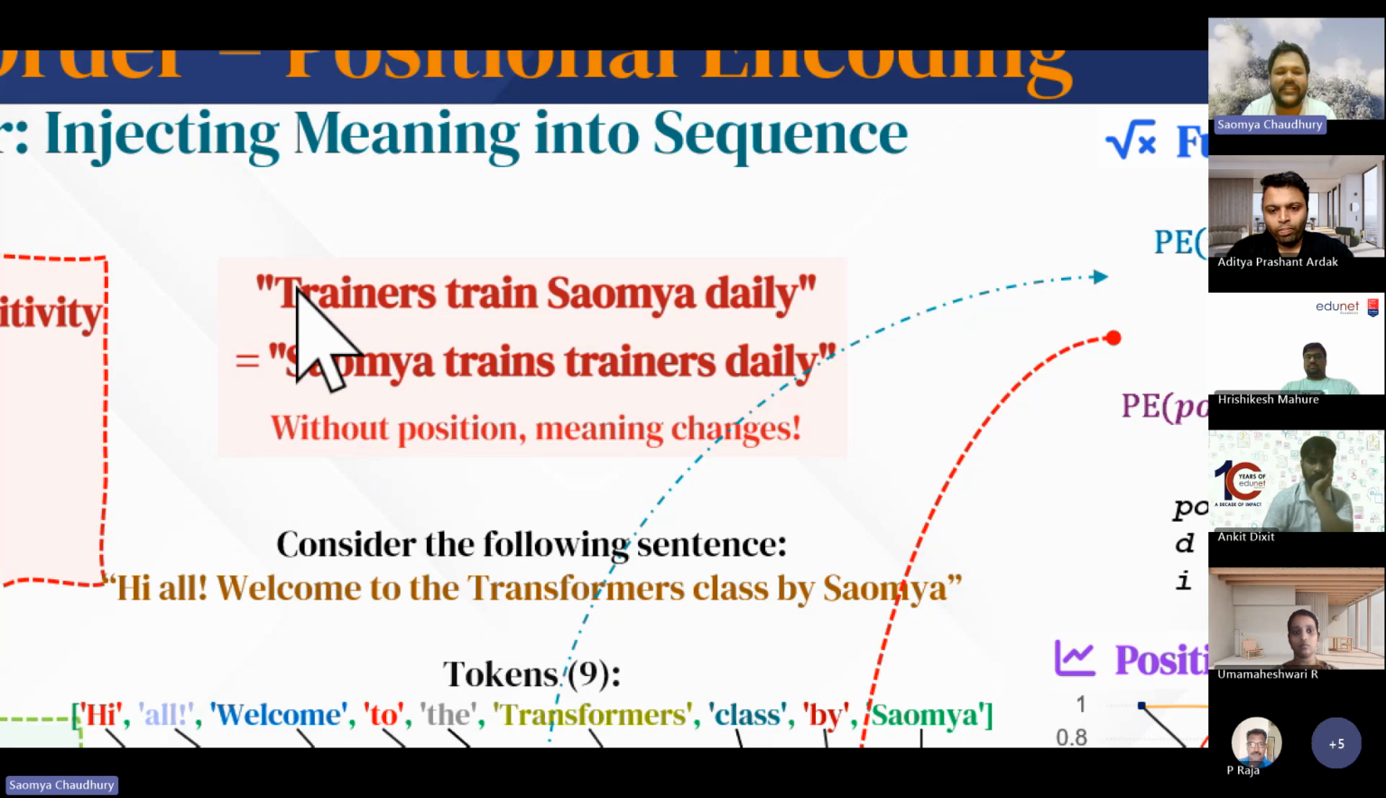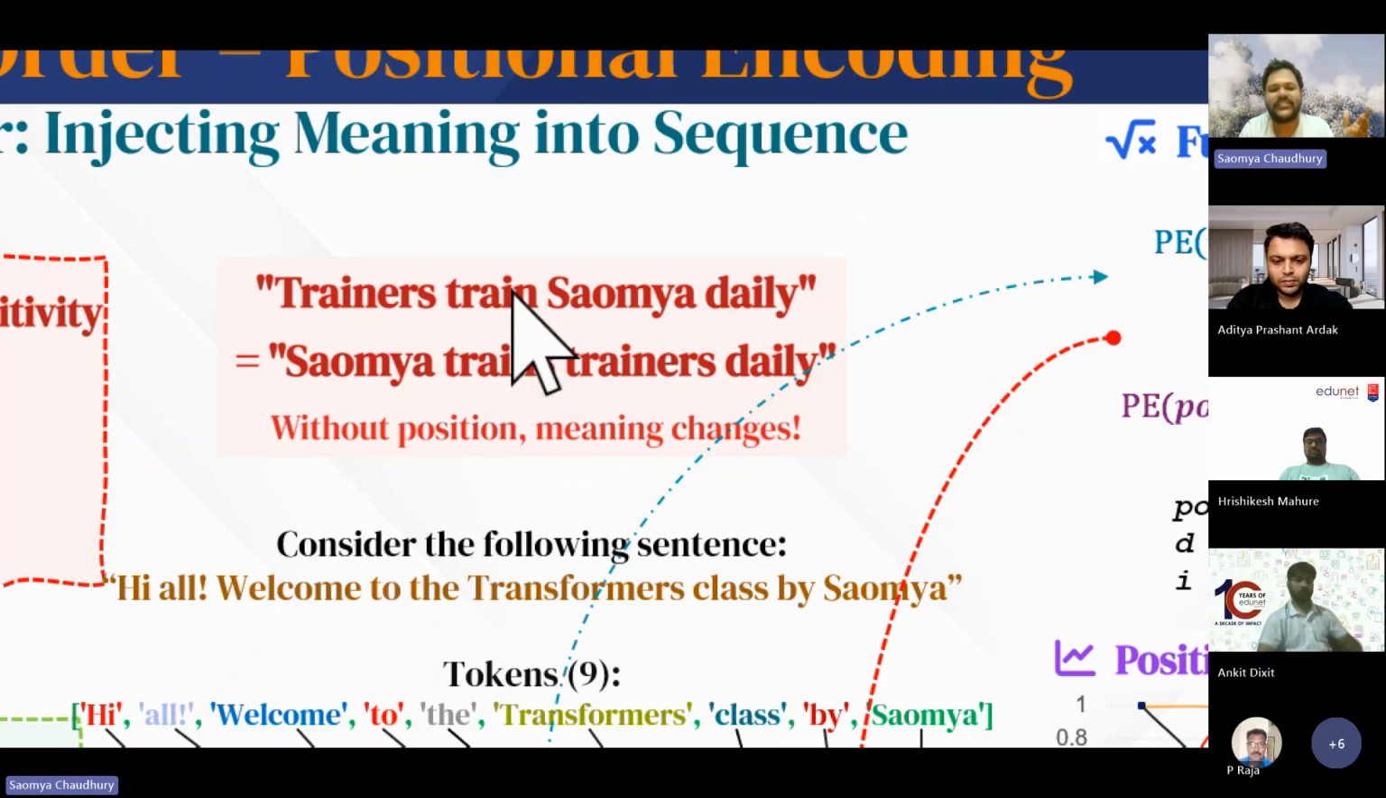Trainers, irrespective of whether it is represented in sentence one or sentence two, will have the same kind of embedding. Train will have the same kind of embedding. Consider this train and this train, without the s. So Saumya will have the same kind of embedding here as well. So daily will have the same kind of embedding here as well, right?